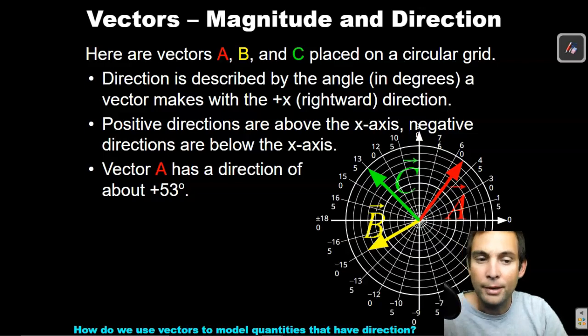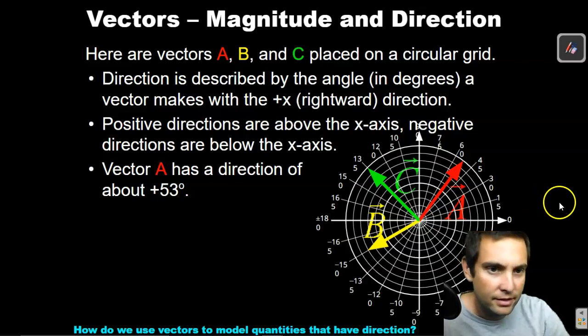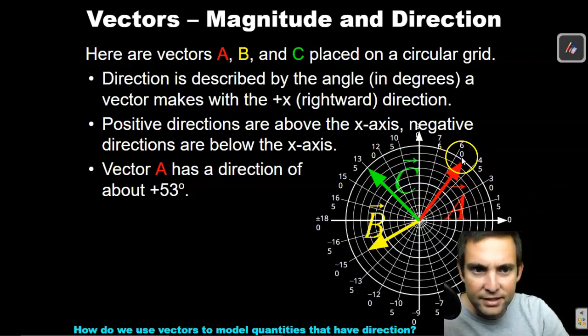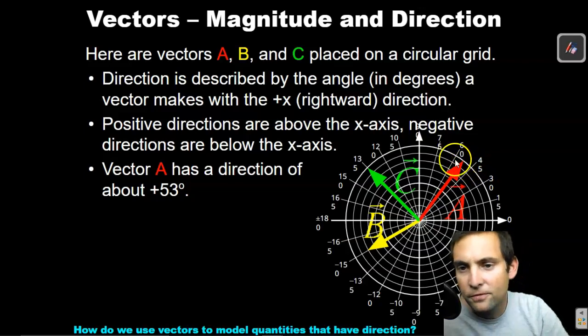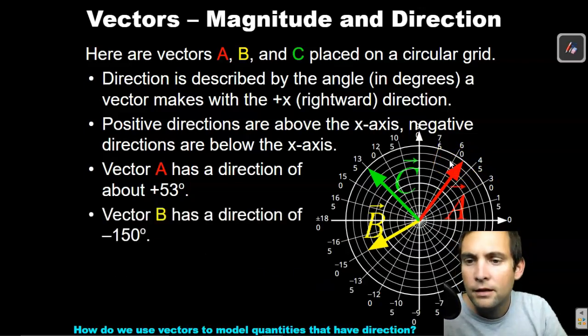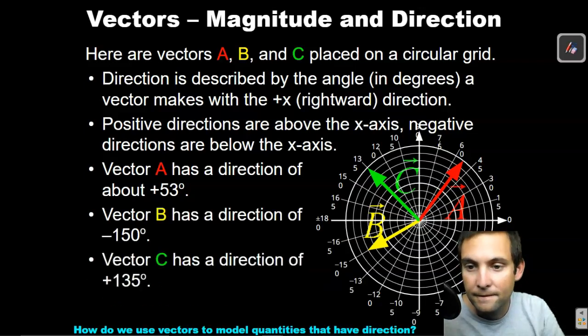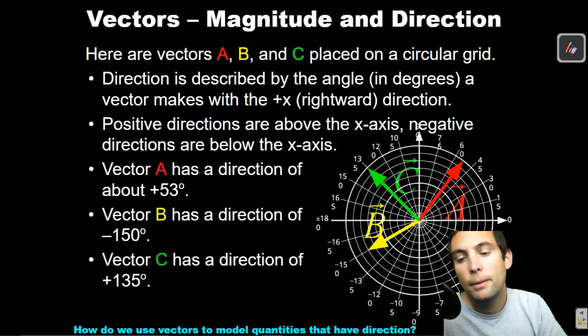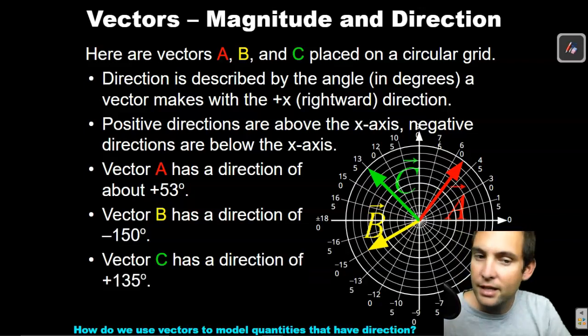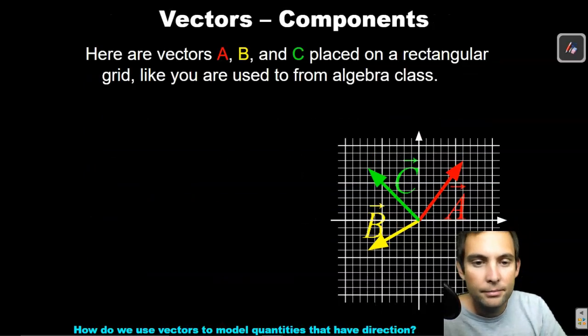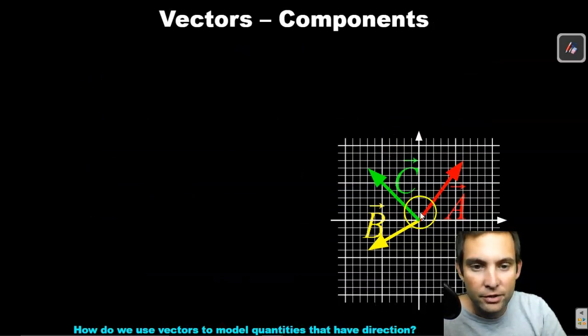Vector A has a direction of about 53 degrees. We can see it's not quite at 60, and it's definitely more than 45. Vector B has a direction of negative 150. Vector C has a direction of positive 135. A negative degree. That's kind of weird, right? Just remember anything beyond 180 is down in the negative world.